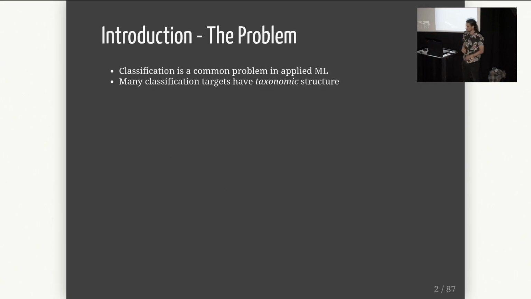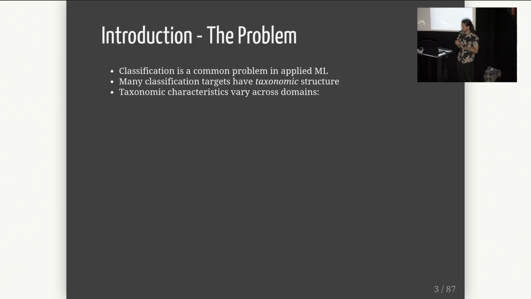So the problem is we have tons of classification problems in applied ML. Even in the age of super smart LLMs, we still need to route queries and classify things. A lot of times, the target that you're trying to classify into has some sort of tree structure, some sort of taxonomy. And the characteristics of that taxonomy can vary a lot across domains.